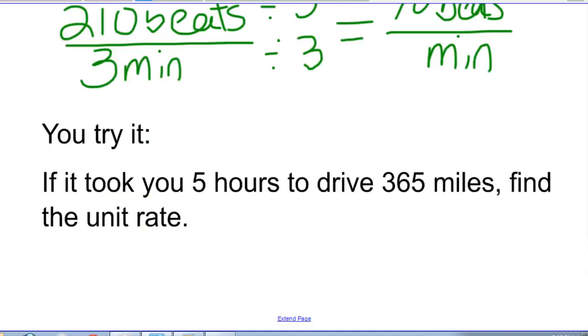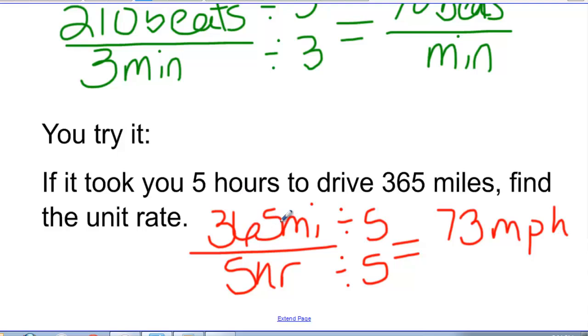If it took you 5 hours to drive 365 miles, I'd like you to find the unit rate. So think about whether you would normally do that as miles per hour or hours per mile, and set your rate up and then figure out the unit rate. So go ahead and pause the video now and do that, and then come back and see if I agree with you.